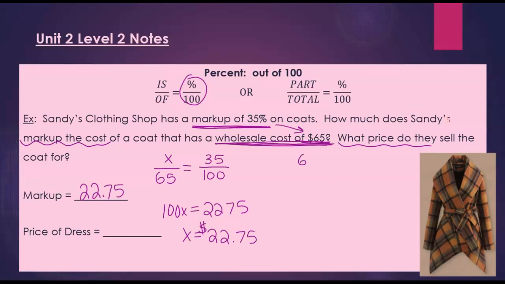So we have to take the $65 and add the $22.75 to get the cost that you would pay for it. And that would be equal to $87.75.